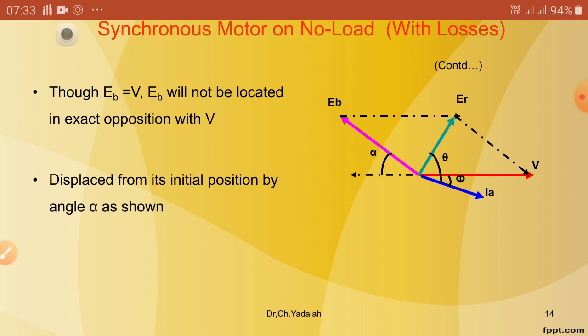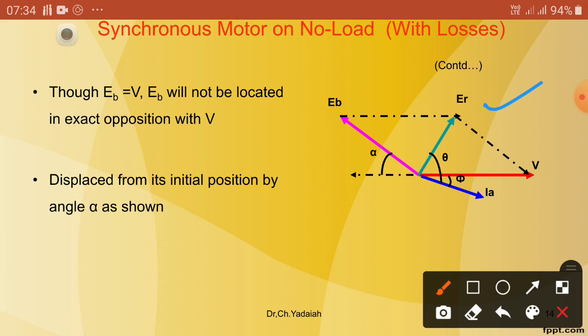As we know the formula, ER square is equal to V square plus EB square minus 2 into EB into V into cos alpha, where alpha is the angle between the two voltages. It is a well-known formula. Apply that one. This vector we know, this vector we know, so based on the formula, this whole square plus this whole square minus 2 into this into this into cos alpha, we are going to get the formula. Then we are going to get the ER.